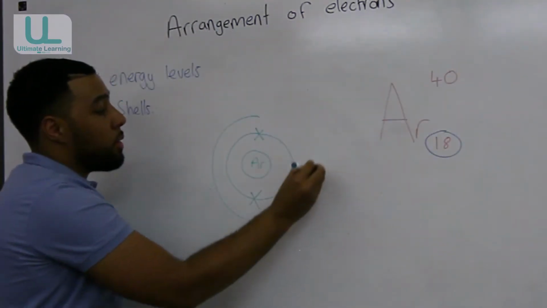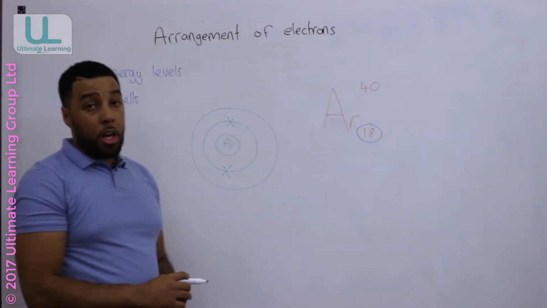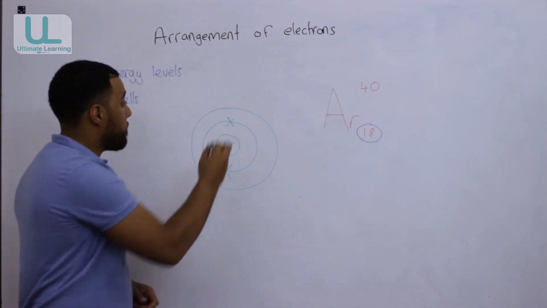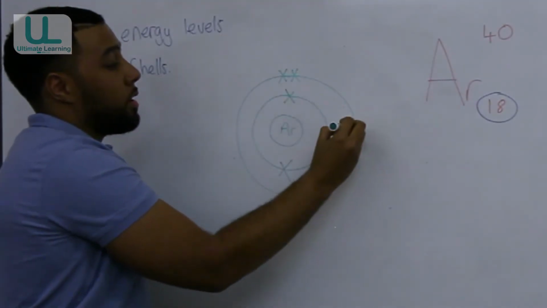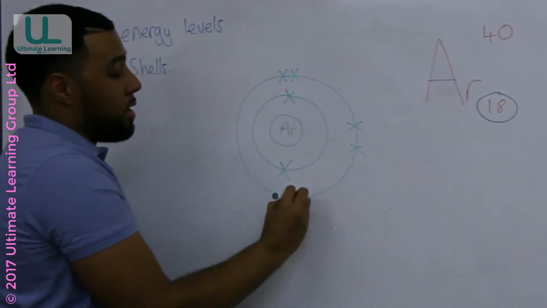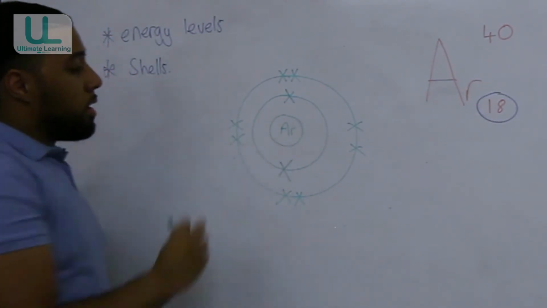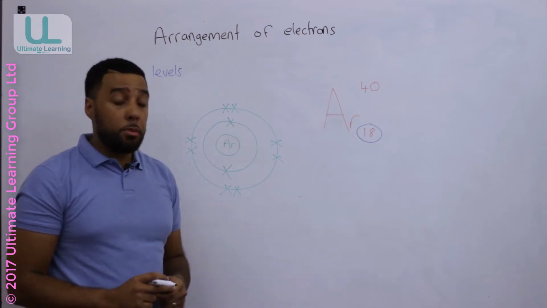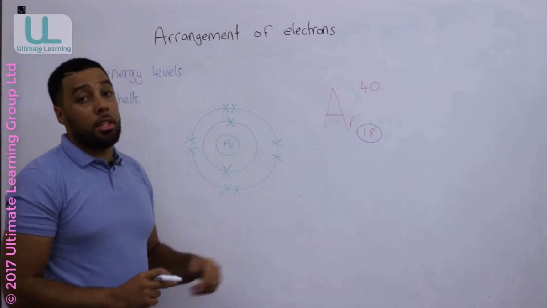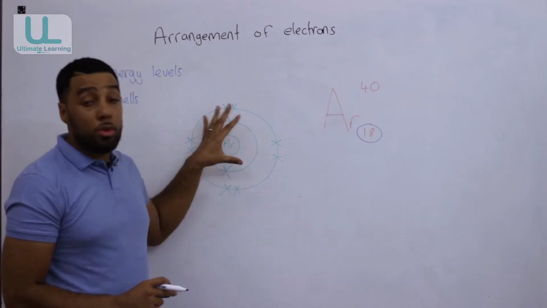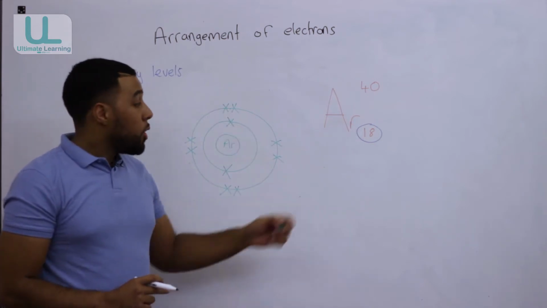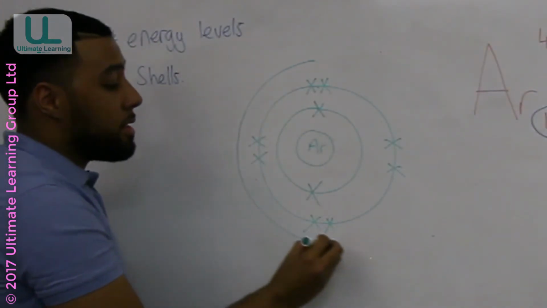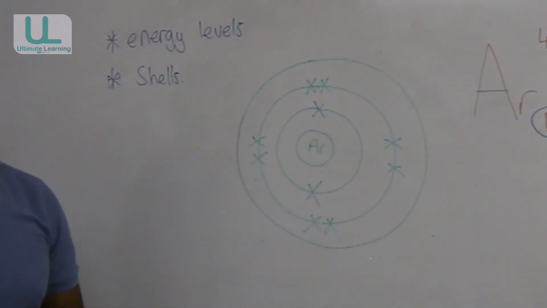The second shell of argon can hold a maximum number of 8 electrons. So far, we've got 2 electrons in our first shell, and we've got 8 electrons in the second shell. That gives us a total of 10 electrons. We've still got 8 more to draw, and those 8 can fit into the third shell.